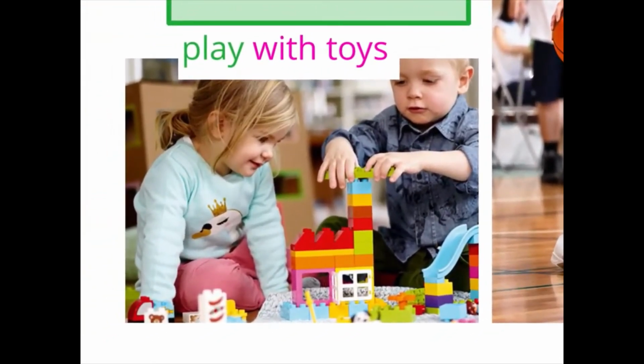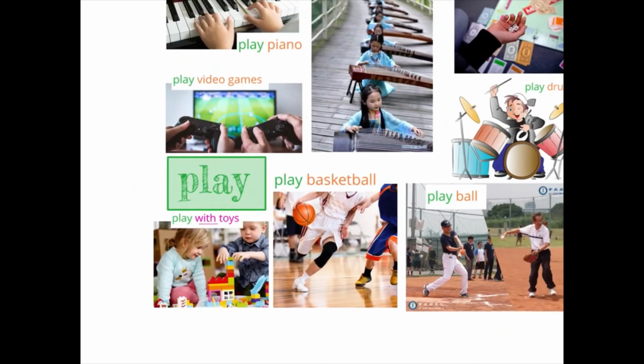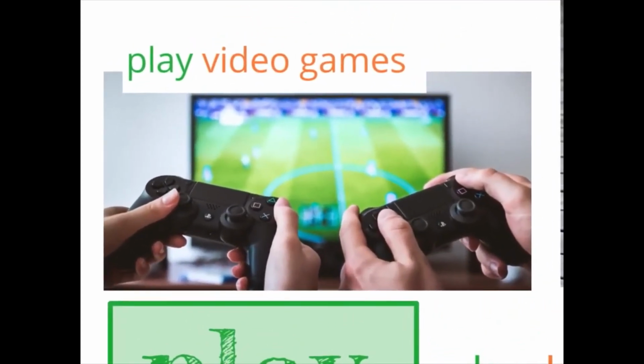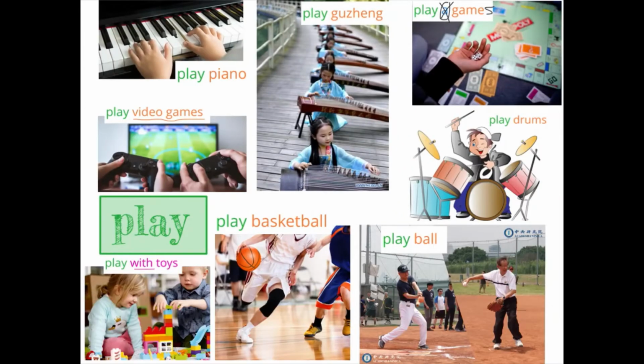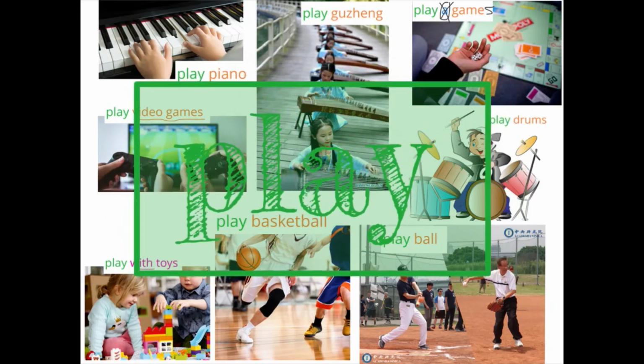Play, we often think of toys. These kids play with toys. We do not say play toys. We use the preposition with. Play with toys. And play video games. This one can just be an object. We do not need to use a preposition. We say play video games. So we have play piano, play guzheng or play the guzheng, play a game or play games, play drums, play ball, play basketball, play with toys. There are many different ways we can use the verb play.